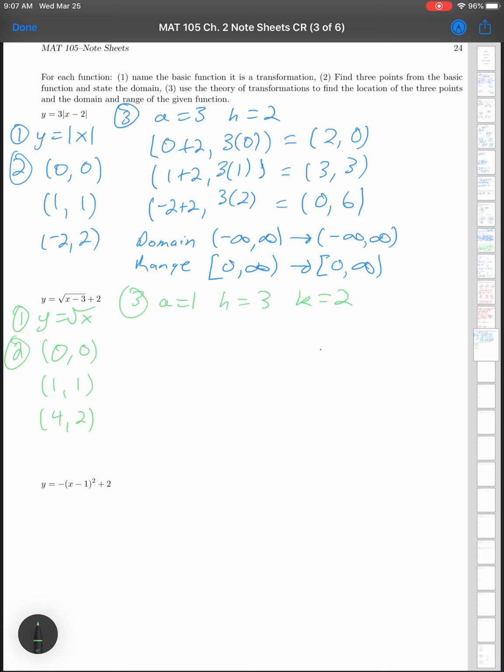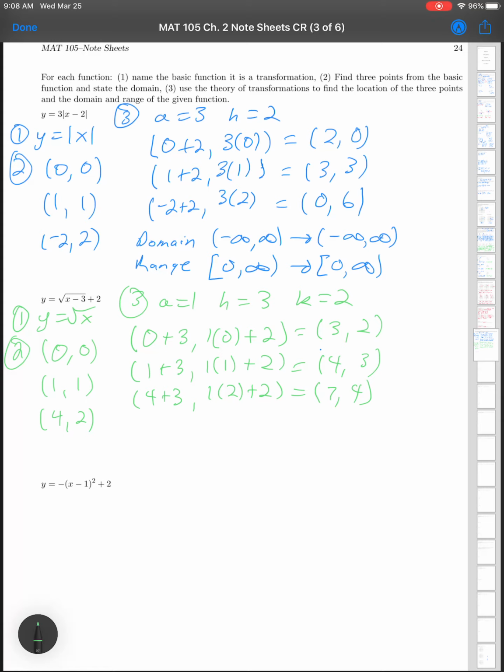Then to do part 3, a is 1, h is 3, and k is 2. So for our ordered pairs, we add h to our x-coordinate, and we multiply a times our y-coordinate plus k. So it'd be (0 plus 3, 1 times 0 plus 2), (1 plus 3, 1 times 1 plus 2), and (4 plus 3, 1 times 2 plus 2). And so that gives us (3, 2), (4, 3), and (7, 4).